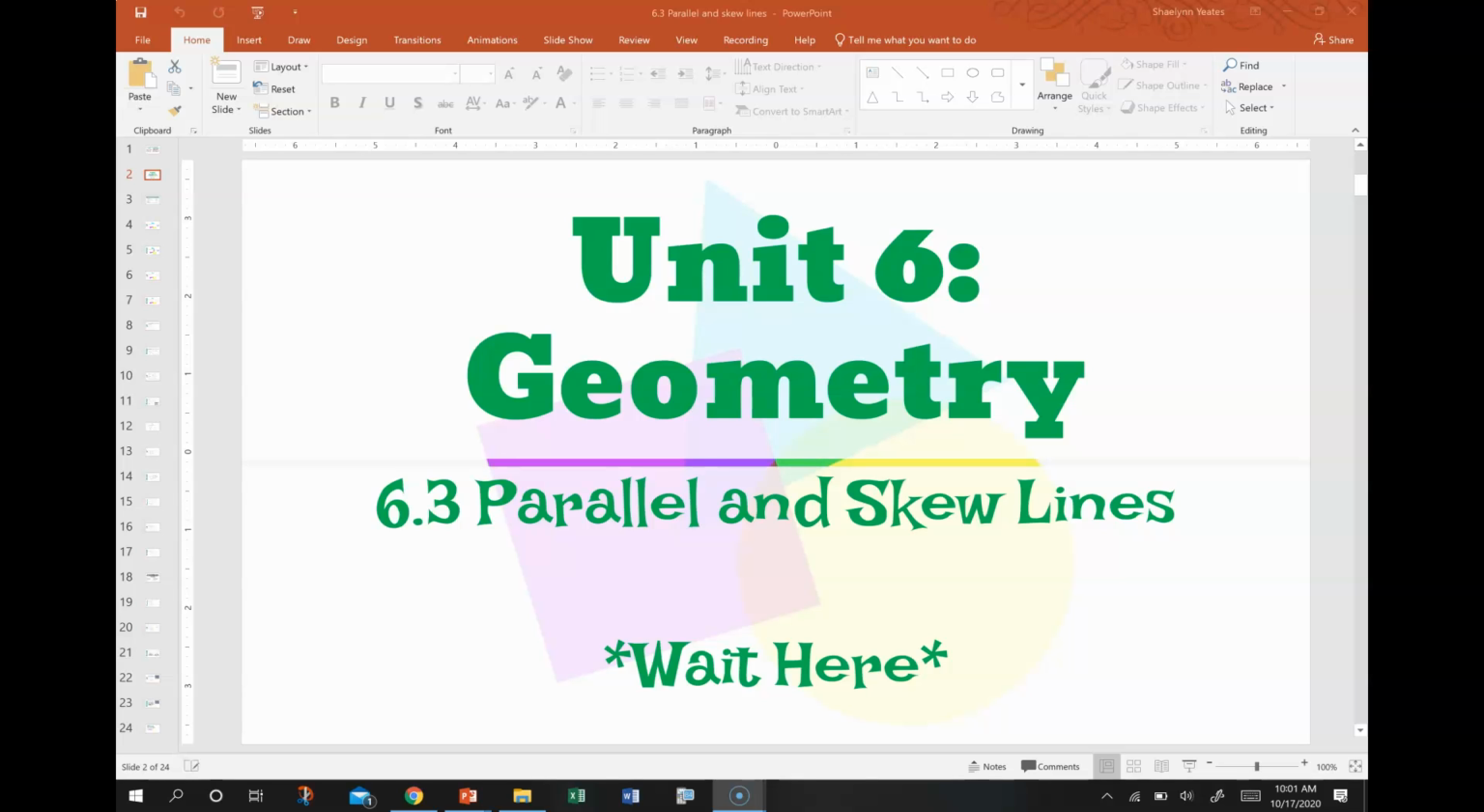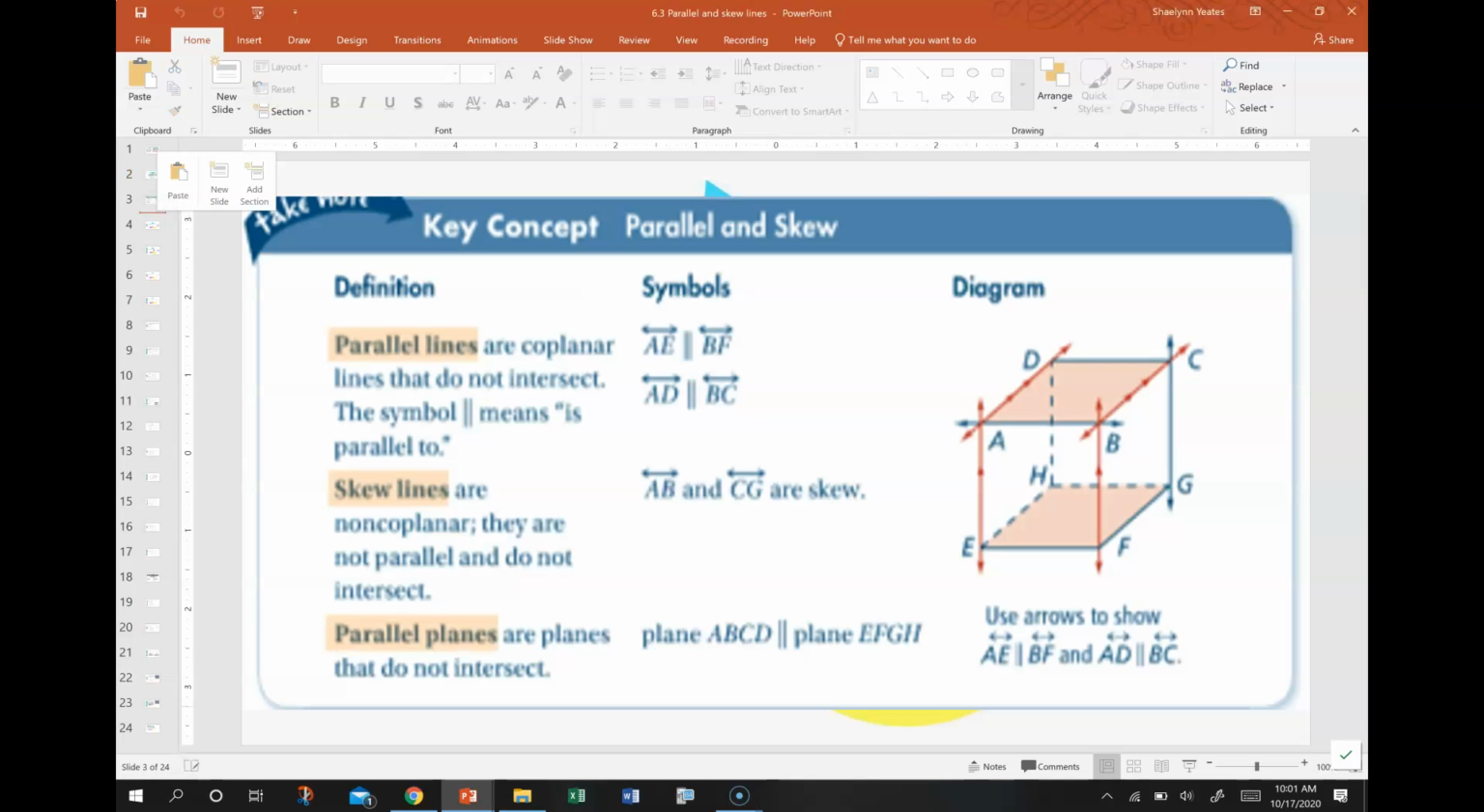Alright, so we're continuing with this idea of geometric proofs, but today we're going into lines. We're going to talk a little bit about skew lines just because it's a word that you need to know, not necessarily that we're going to do any proofs about it. So, the first thing we're going to do is talk about this concept of parallel versus skew lines. Parallel lines are coplanar.